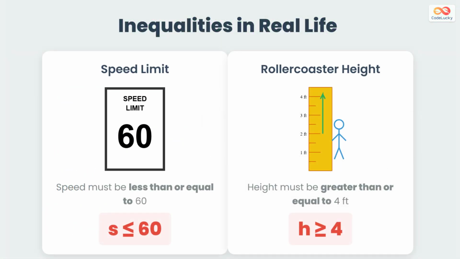Inequalities are everywhere in real life. Think about a speed limit sign. If the limit is 60, you can drive 60 or anything less, but not more. That is a less than or equal to inequality. Or think about a height requirement for a roller coaster. You must be at least 4 feet tall. You can be 4 feet or taller. That is a greater than or equal to inequality.